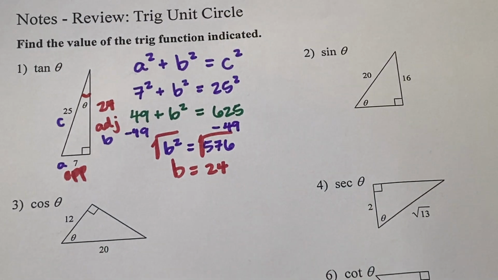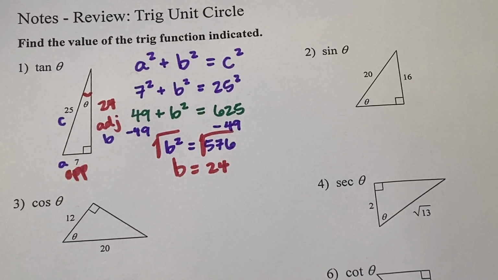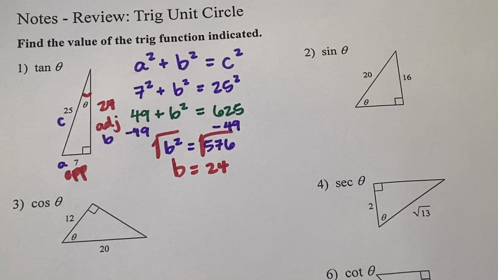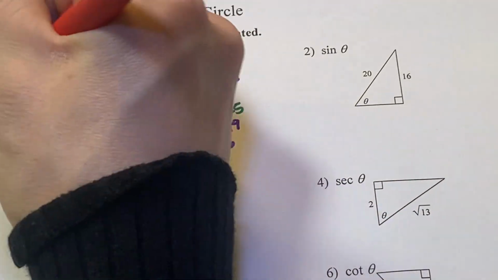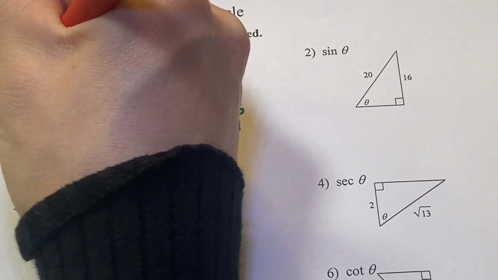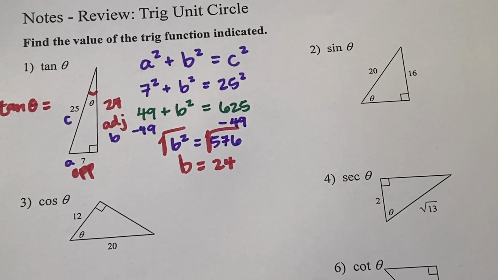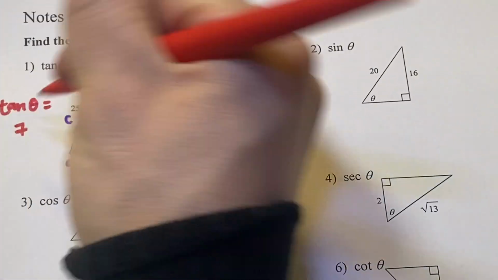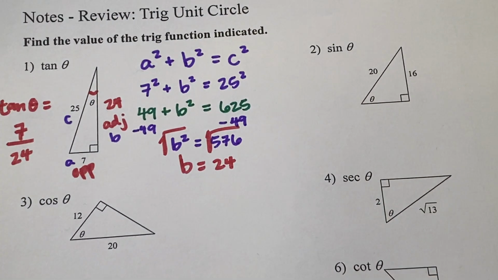Our missing side was 24, which is great. That right there is the hardest part of what we're doing, finding the missing side of the triangle, which you guys already know how to do. That's like a little freshman skill, Pythagorean theorem. Now that we have our opposite and adjacent, we can easily say what tangent of theta is. Tangent of theta equals opposite over adjacent, 7 over 24.